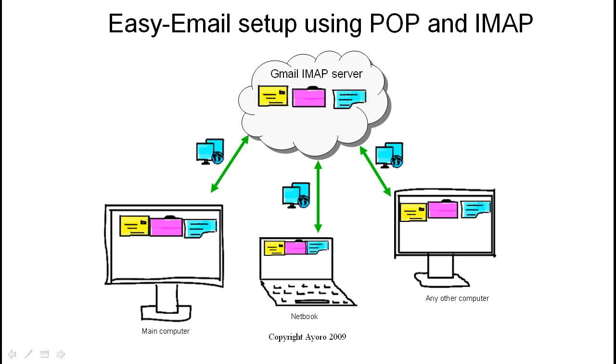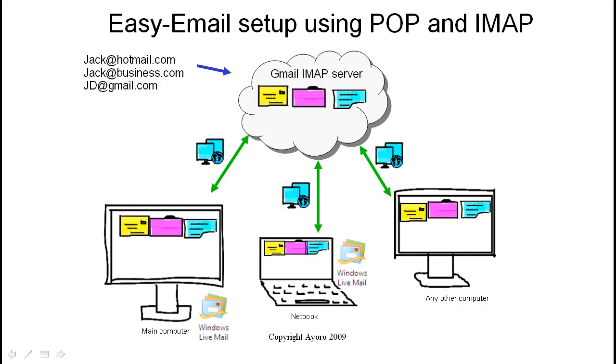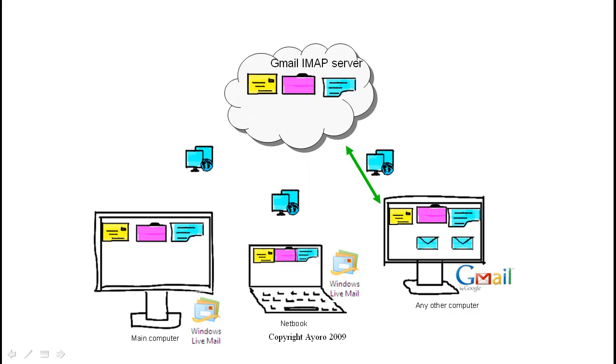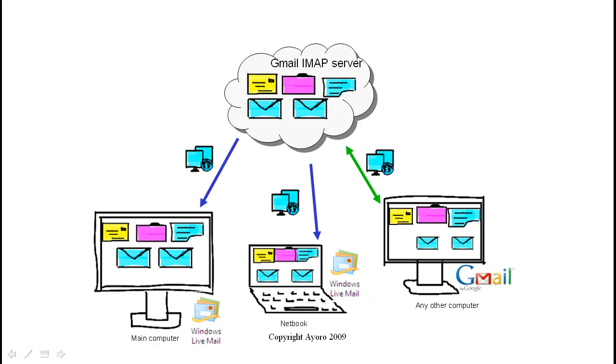So this is how it works. The Gmail IMAP server will manage all your email from all your email addresses, whether they're webmail or personalized or business addresses. And it will synchronize then with your own computers using Windows Live Mail as your email client, or with anyone else's computer using Gmail. When an email arrives, it's stored on the Gmail IMAP server, which means that it's visible from any computer. And you can also store a local copy on your own computers using your Windows Live Mail. So that means your email is still available offline.